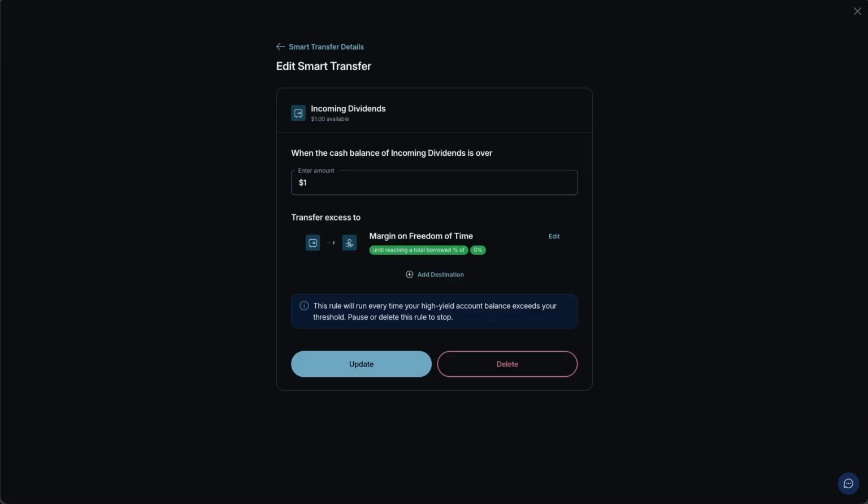So let's talk about the third account, which is called income dividends. This one has a rule different from the other two, but every dollar of dividends above $1 automatically sweeps to pay down the margin loan. So the portfolio is literally paying off its own debt. Right now, dividends are small, about $24 a month. So that's pretty much nothing.